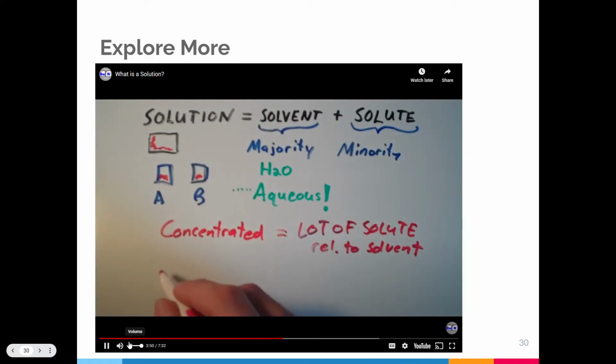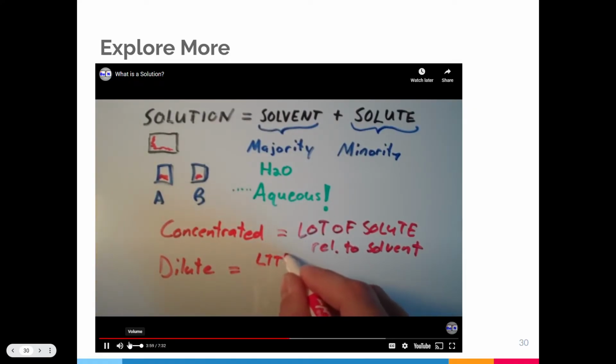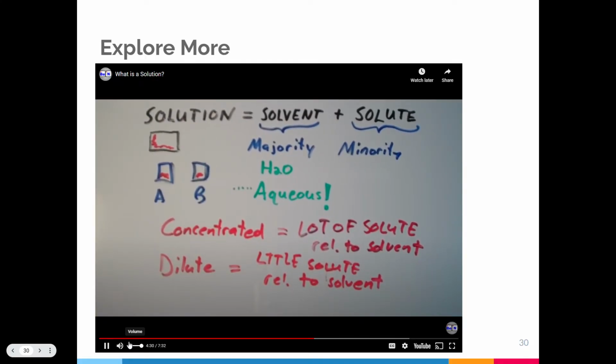On the other hand, we have the term dilute. If a solution is dilute, that means we have a little bit of solute relative to your solvent. These two terms are relative to one another, but they're not absolute. And in chemistry, we like to have absolute things. So we need to find a way to quantify the concentration of a solution.